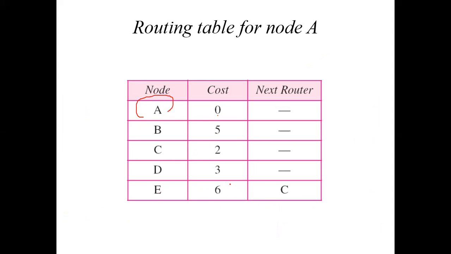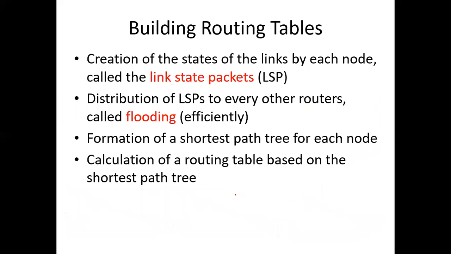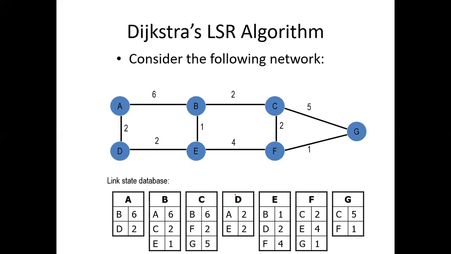For E through node C, it reaches it. So the cost of the two metrics will be added here. So creation of the states linked by each node we call link state packets, and distributing the LSPs to every router is called flooding. Formation of the shortest path and calculating the routing table based upon the shortest path.